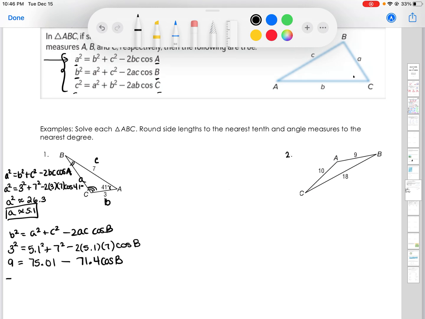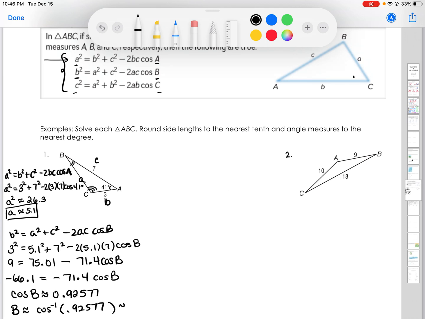And that's going to give us negative 66.1 is equal to negative 71.4 cosine of B. We'll divide on both sides, and we're going to get that cosine of B is about 0.92577, and it keeps going. And then to get rid of the cosine, to get B by itself, we'll take the cosine inverse. And when I go ahead and do that, I'm going to get about 22 degrees. Okay.